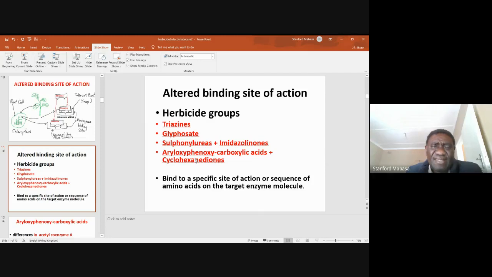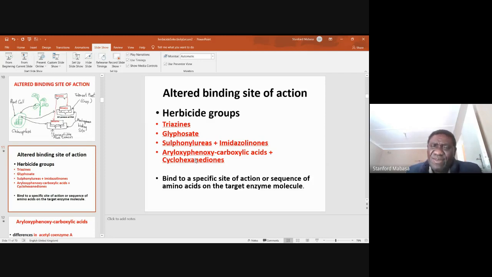First, we have the triazines. Then we have glyphosate. We have a group called the sulfonylureas and the imidazolinones. Then we have the aryloxyphenoxy carboxylic acids and the cyclohexanediones. All these groups can bind to a specific site of action, or a sequence of amino acids, on the target enzyme molecule.